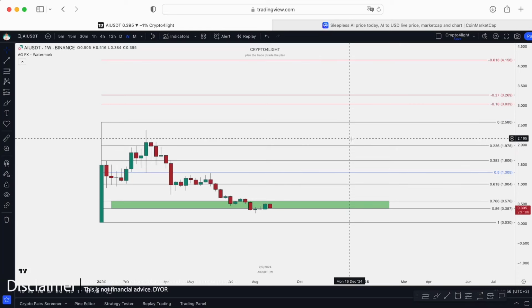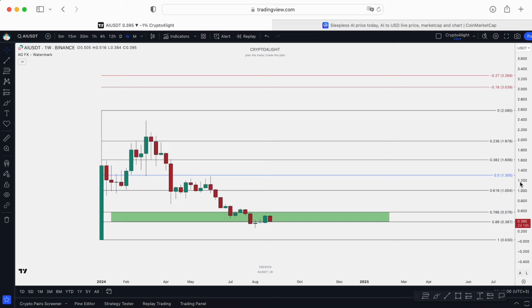Today, I would like to show you just a quick update for AI USDT trading pairs with my custom indicator set. Sleepless AI token on Binance. Let's dive in.